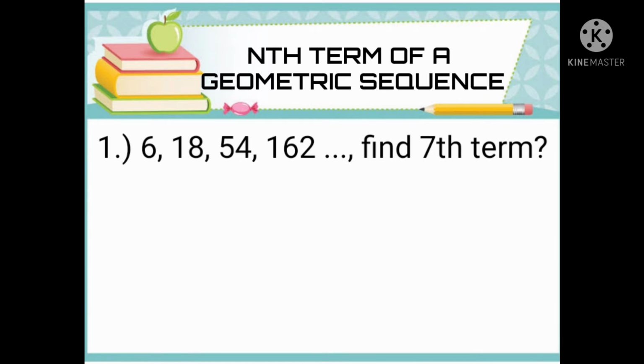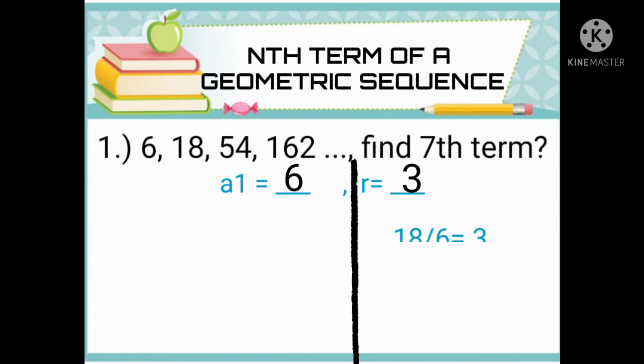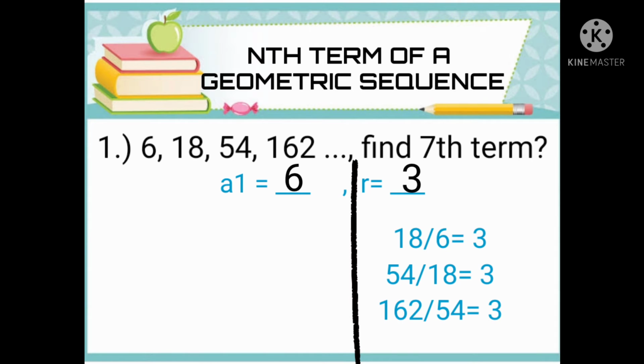Example number 1. In a geometric sequence 6, 18, 54, 162, find a sub 7 or 7th term. First, we will identify the value of a sub 1 or first term and r, which is the common ratio. A sub 1 is 6 and the common ratio or r is 3. Why? Because 18 divided by 6 is 3. 54 divided by 18 is 3. 162 divided by 54 is also 3. So therefore, the common ratio is 3.